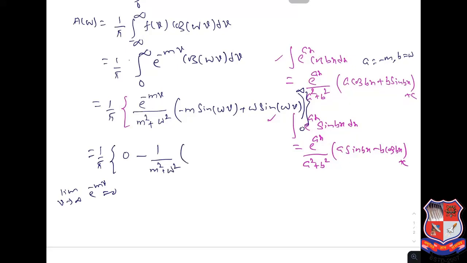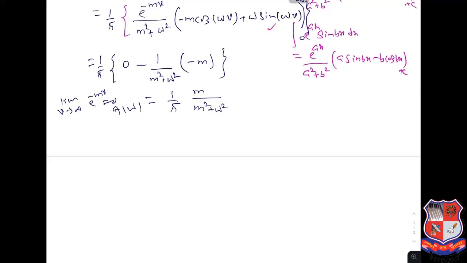And v is 0, so here this is a mistake, it is minus m cos ωv. So v is 0, cosine 0 is 1, so that is nothing but minus m, and sine is 0. So a(ω) is 1 upon π times m over m square plus ω square.